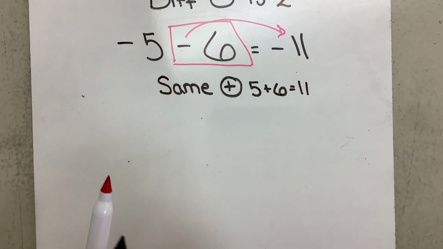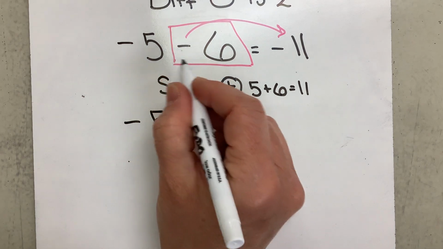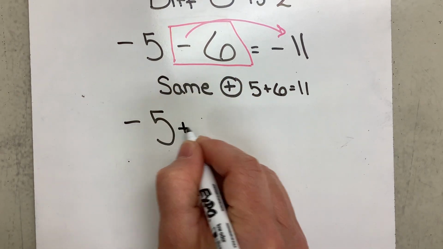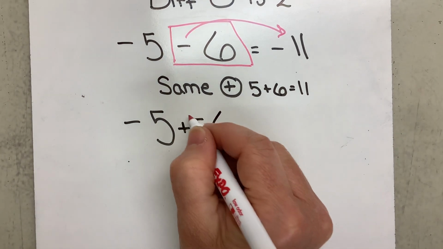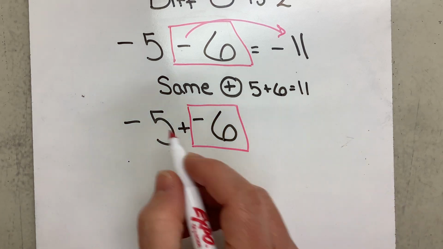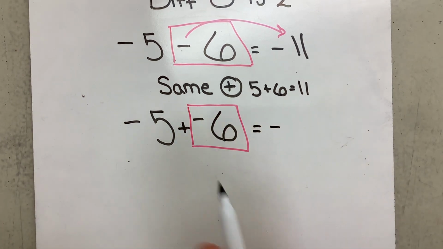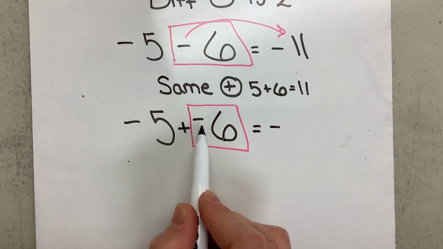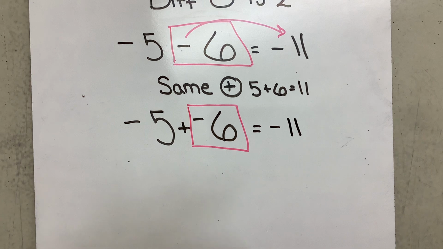Now again, some books are going to rewrite this as negative 5. Instead of a minus, we're going to write plus a negative 6. But again, we're still boxing the bigger number. These are still going to give us a negative answer. These are still the same. They're both negative. So you're going to get exactly the same answer. It's just the way that you're writing it is a little bit different. Okay.